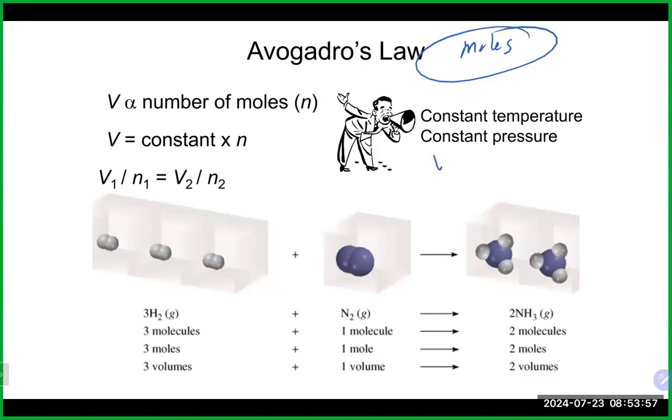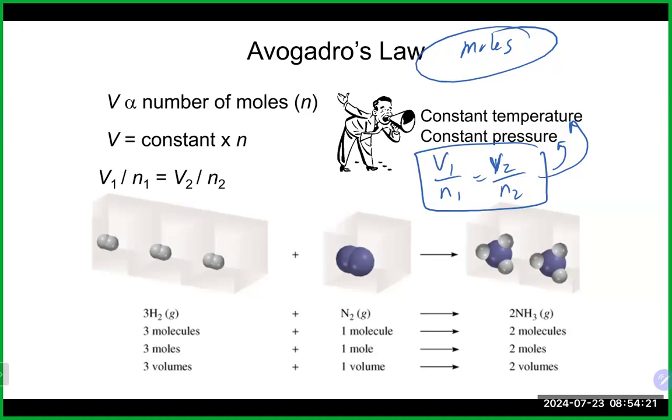It is V1 over N1 equals V2 over N2. There you go. And this is actually at two conditions, as it says here. This is at constant temperature and constant pressure. So under constant temperature and pressure conditions, the volume is proportional to the number of moles of gas that's present.